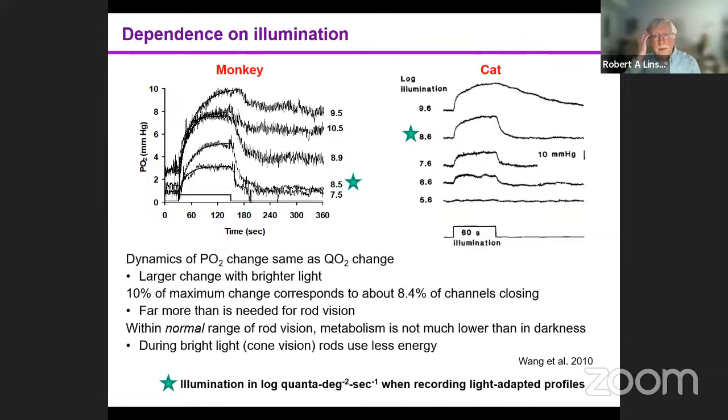So 10% of the maximum change, which is below the levels that I'm actually showing you here, corresponds to about 8.4% of the channels closing if you look into the literature on monkey photoreceptors. And that's far more than you need for rod vision. That's actually a fairly bright light. So within the normal range of rod vision, metabolism is really about the same as it is in darkness. So the little bits of light you need to see the moon, for instance, do not change your photoreceptor oxygen consumption. But during bright light, that is when you're using cones, the rods are saturated and they use much less energy.